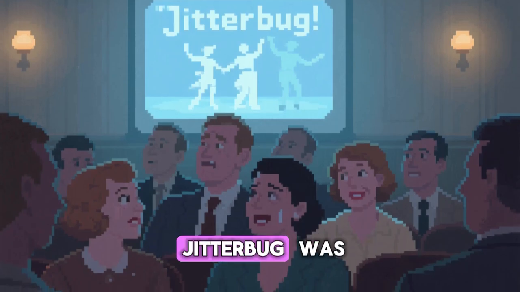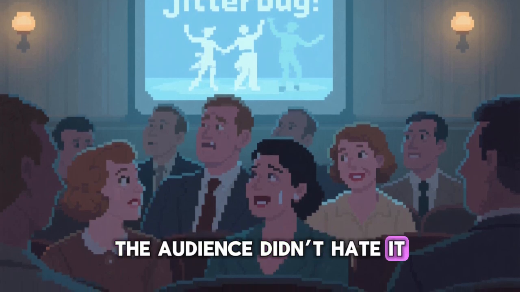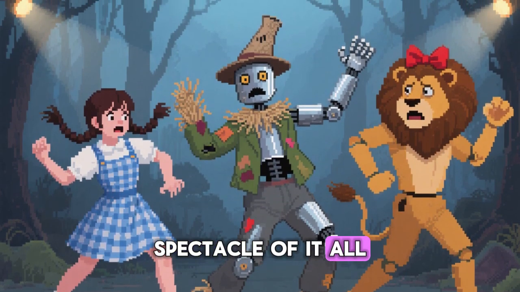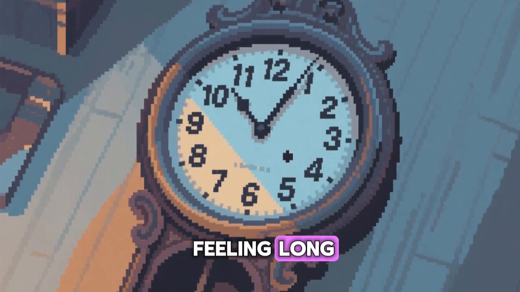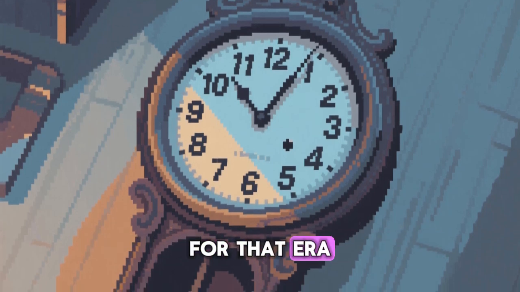The reaction to the Jitterbug was complicated. The audience didn't hate it. In fact, many reportedly enjoyed the song and the sheer spectacle of it all. But they had a bigger problem. The film was already feeling long, pushing well over 2 hours, which was a significant runtime for that era.